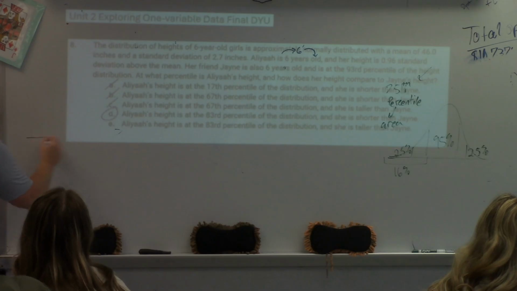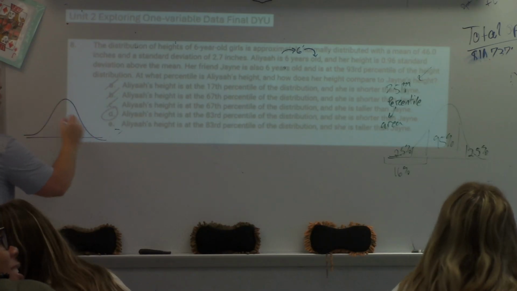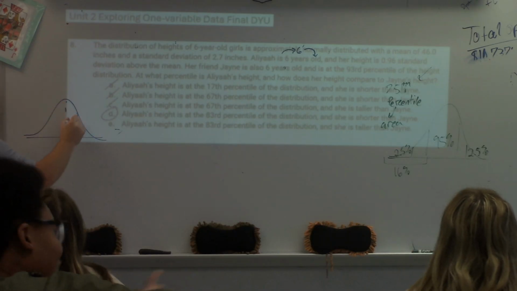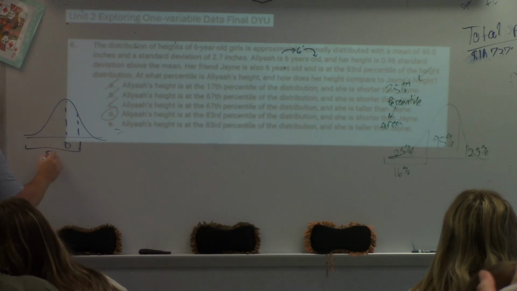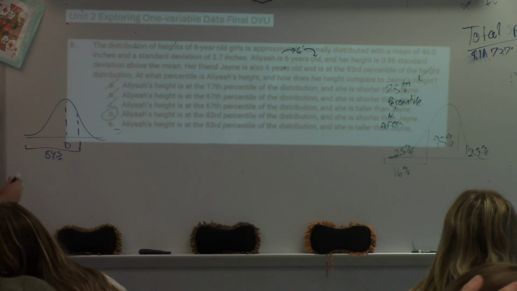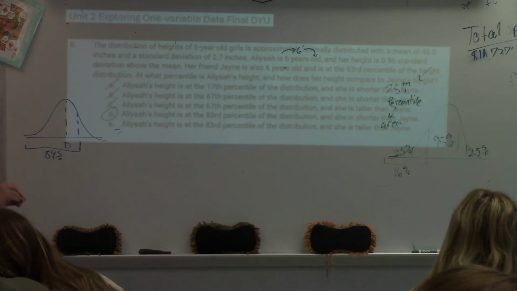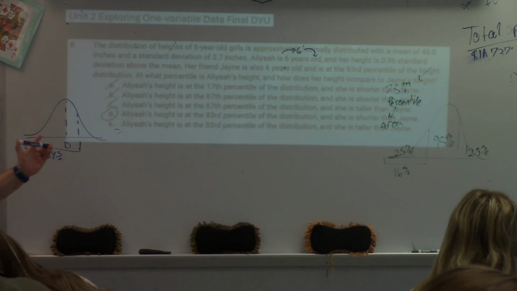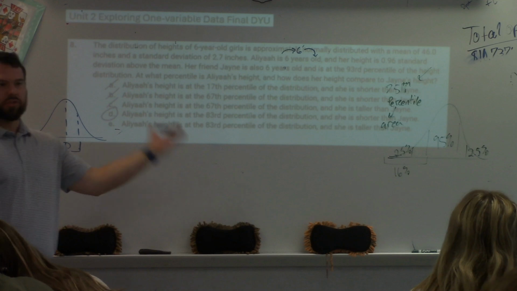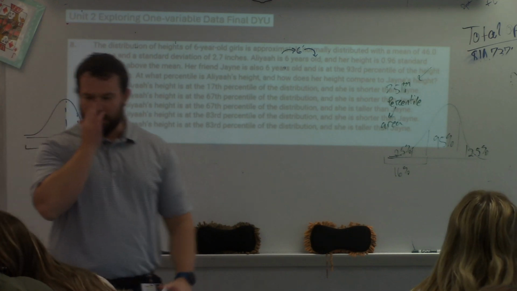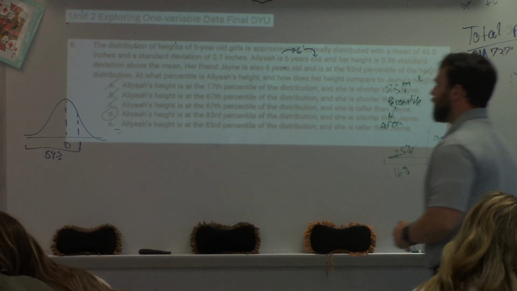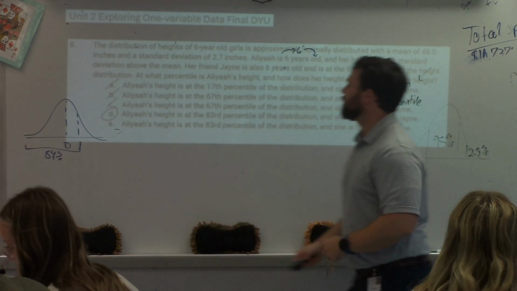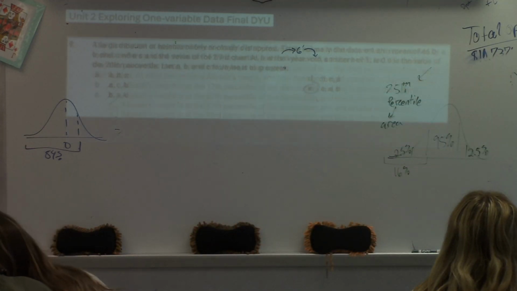I started with the wrong one. So 1 standard deviation above would be 84th percentile, 34 plus 50. Okay, so 83rd right there. I started the wrong one. And notice, if she's at 83rd percentile, she's shorter than Jane. Okay? Just the wrong one. I marked that one out. That was the first one I got.